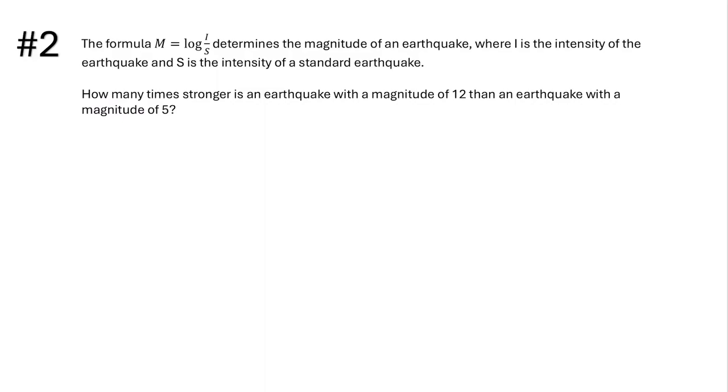This tells us this formula, M equals log I over S, determines the magnitude of an earthquake, where I is the intensity of the earthquake and S is the intensity of the standard earthquake. How many times stronger is an earthquake with magnitude 12 than an earthquake with a magnitude of 5?